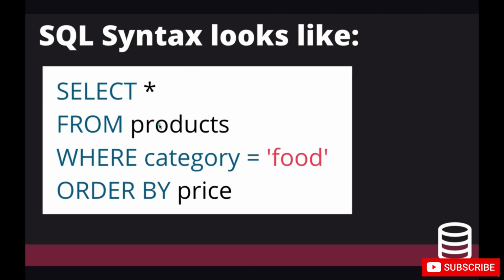Select star from product where category equals food, order by price. You see, it's just simple English like that. And we're going to walk through step by step what star means, what we use select for, and everything. We're going to walk through. Okay, all right.